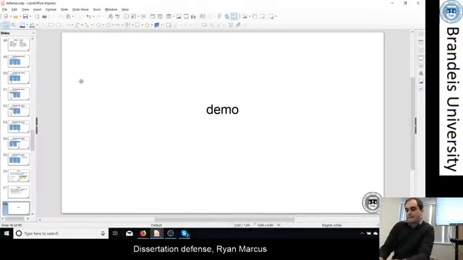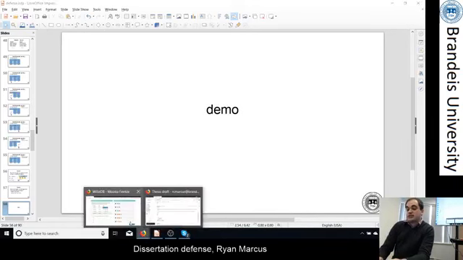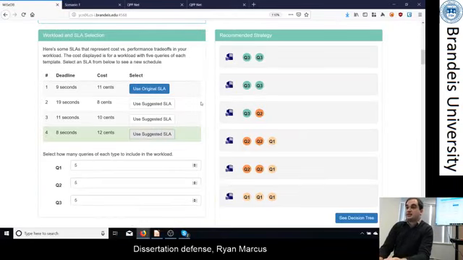Yes? What's the reward signal they're getting in this case? The reward signal they're getting is the cost, the actual dollars spent on the cloud in order to execute that query, plus any penalty incurred from missing their deadline.